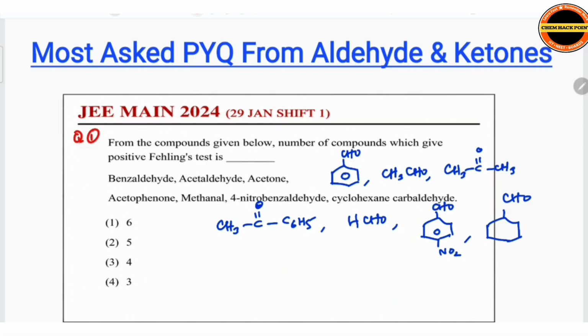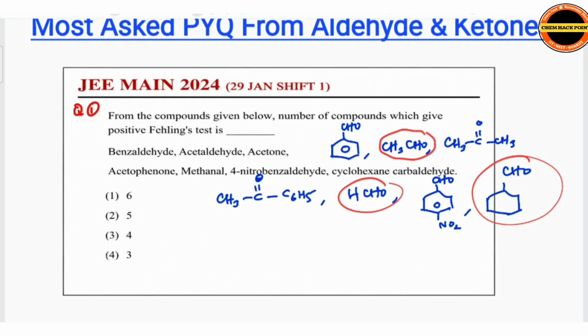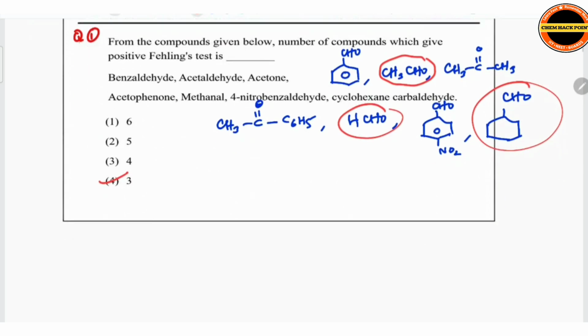So among these, we know here benzaldehyde, aromatic aldehydes will not give any test. So here which will give test? Aldehydes only, aldehydes give Fehling's test. So CH3CHO, one it is methanal, that is aldehyde, as well as cyclohexane carbaldehyde. So these three give Fehling's test. Fehling's test is only used to identify aldehydes from ketones. So hence option 4, that is 3 compounds, correct answer.